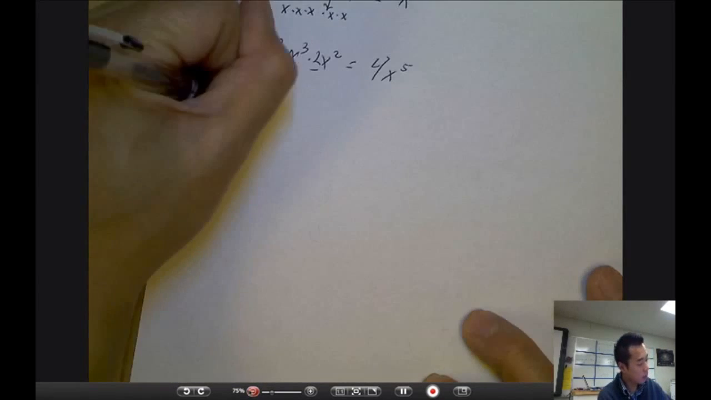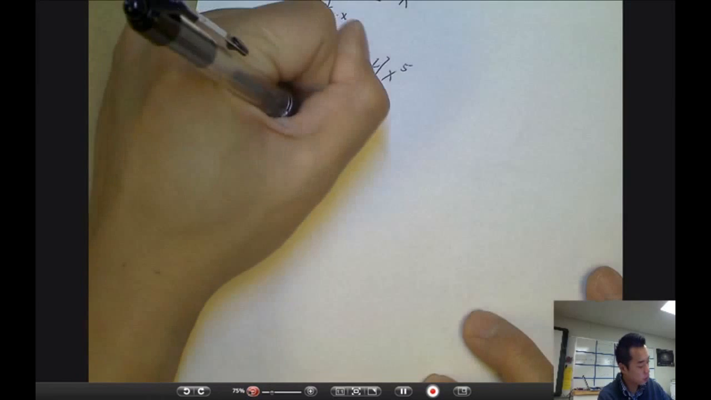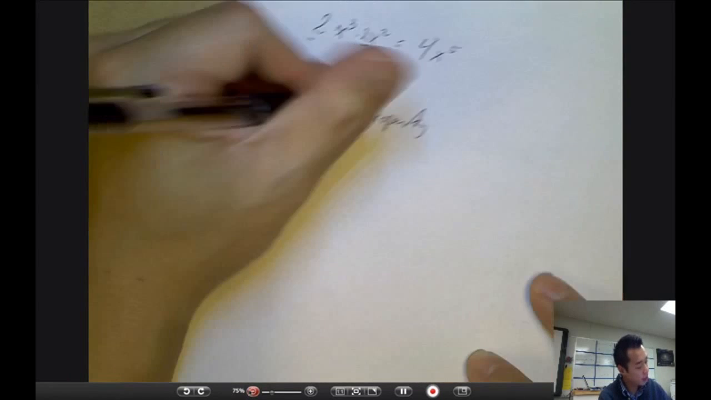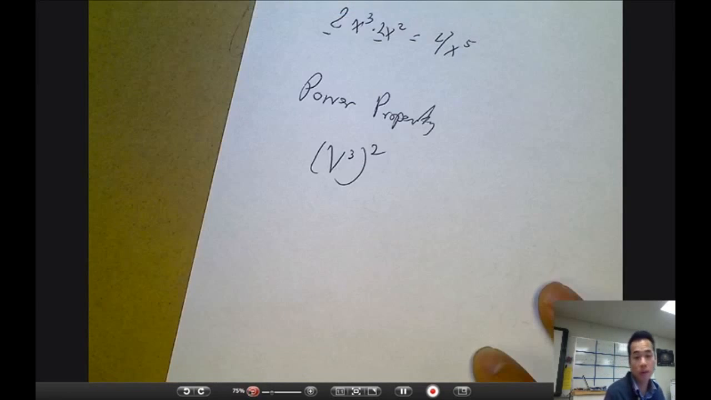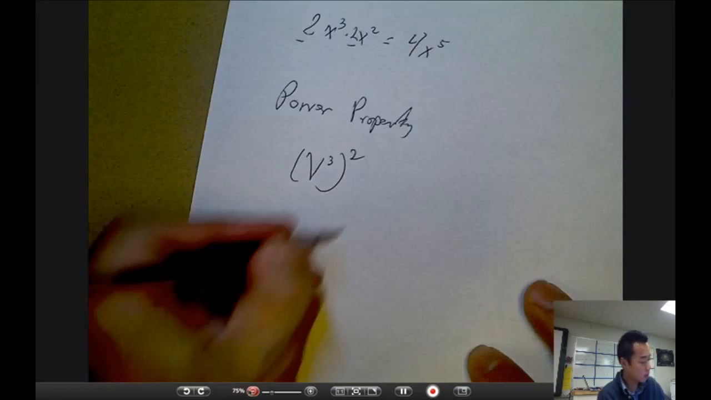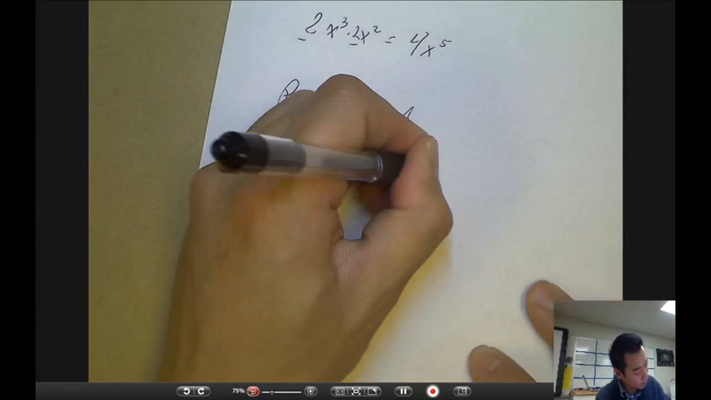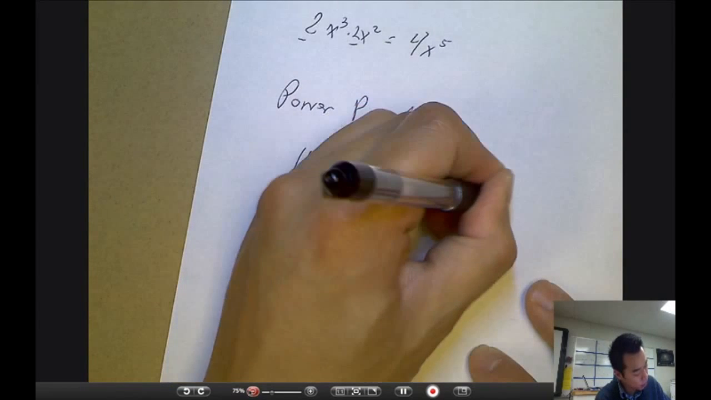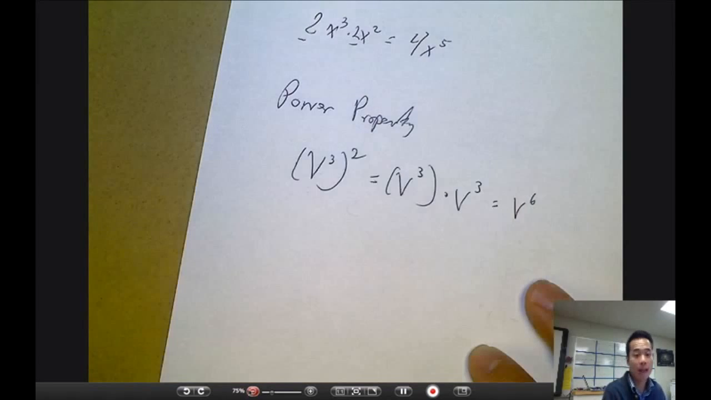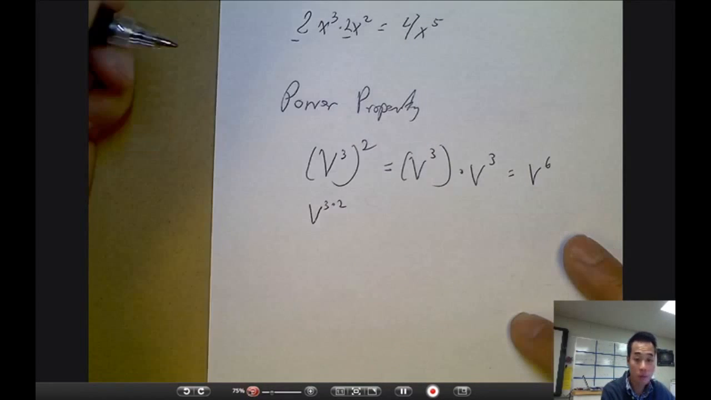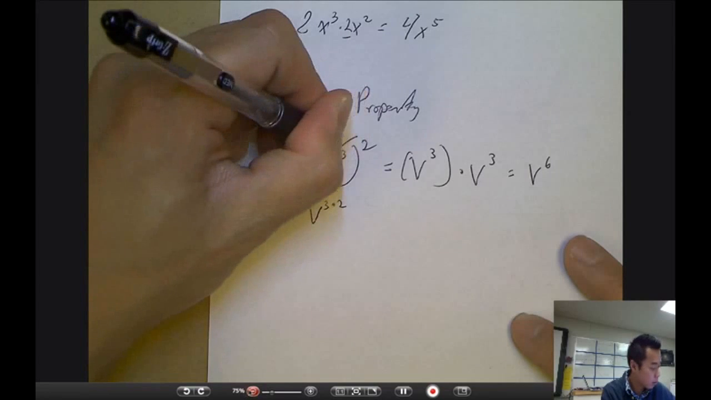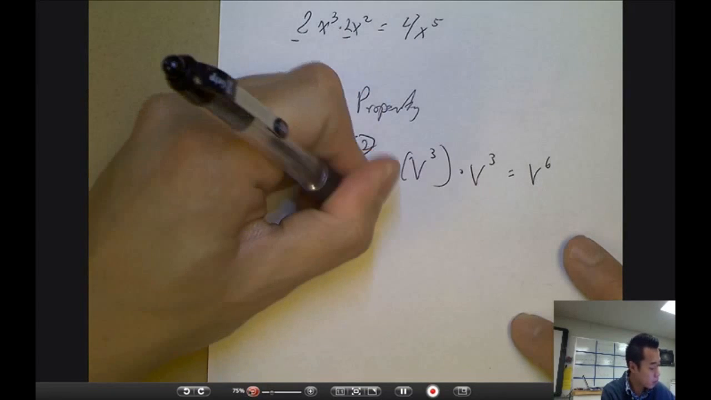Next we have the power property, which means if I have v to the third squared, that is the same thing as v to the third times v to the third, which is equal to v to the 6. However, if I wanted to, I can go v to the third times 2, because of this relationship becomes v to the 6.